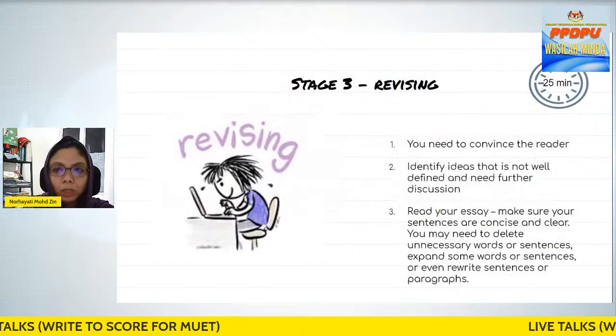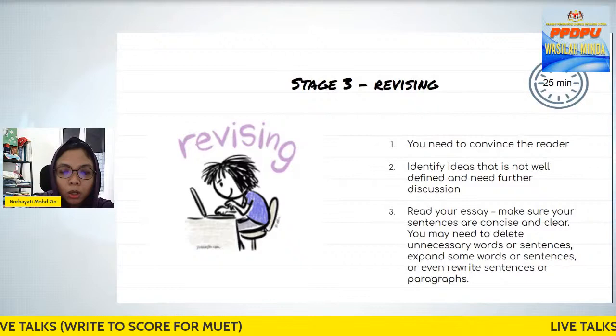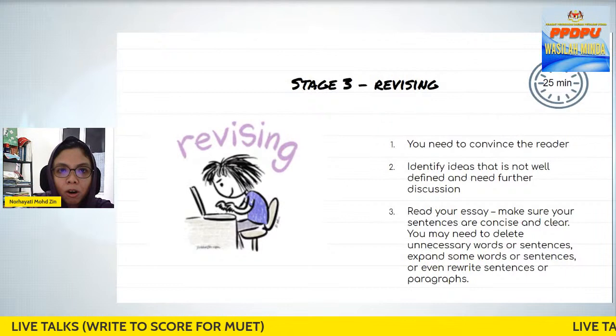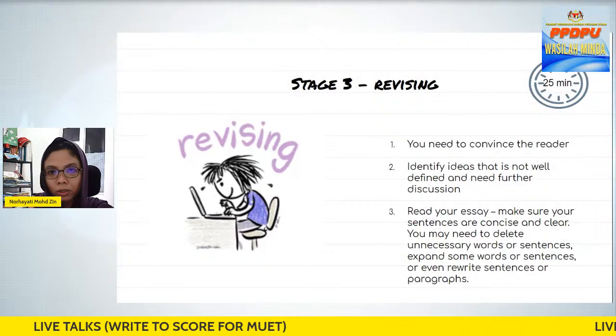Okay, the next 25 minutes, this is where you start revising. This is where you will try and convince your reader. Look at the ideas again, look at your draft just now, and identify areas or points that need further definition, or a better example maybe. Why this is important, because sometimes after you have drafted, you remember something else that you want to add in. So this is the time where you do this stage three, revising.